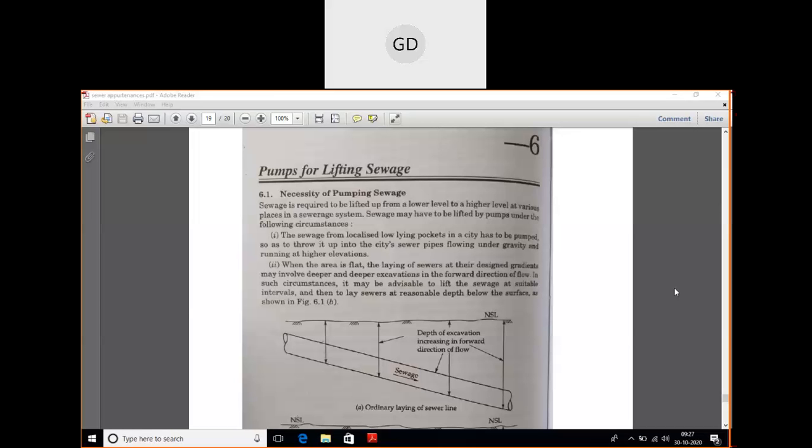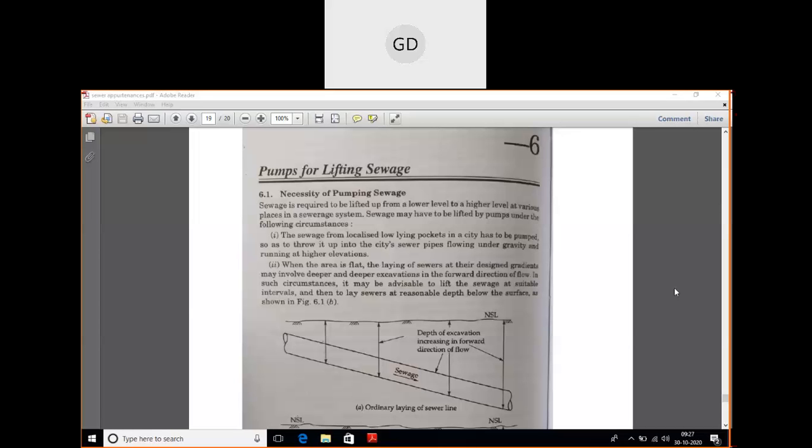Number one is that the sewage from localized low-lying pockets in a city has to be pumped so as to throw it up into the city's sewer pipes flowing under gravity and running at higher elevation. So the sewage present in a low-lying area has to be pumped with the help of a pump, and it needs to be thrown under gravity into the sewers that are at a higher elevation.